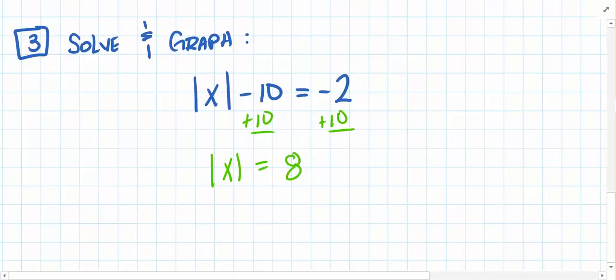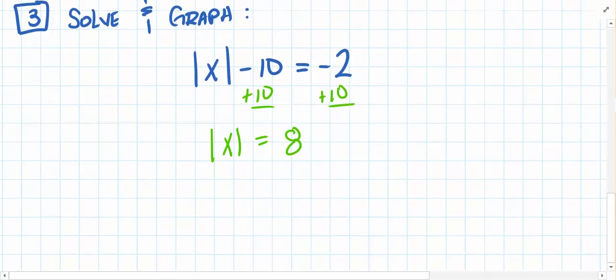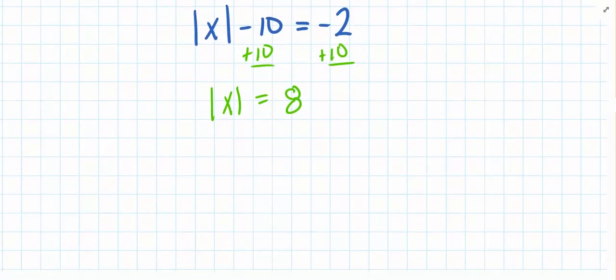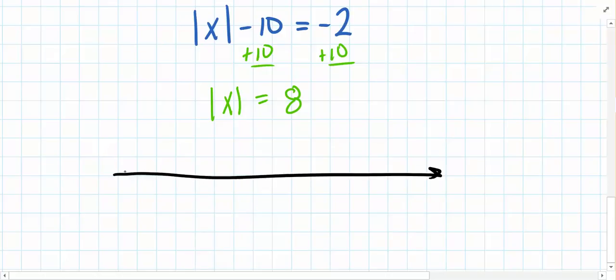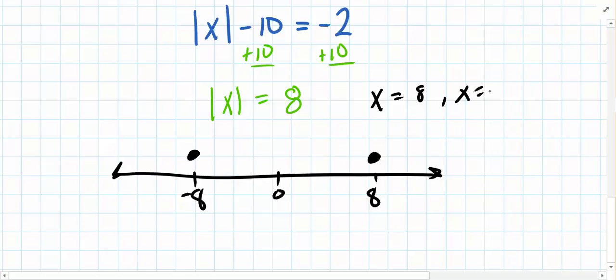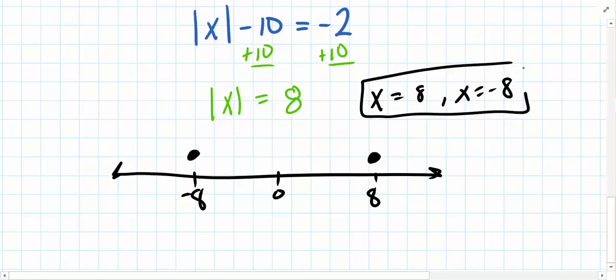What are my two possible locations if I was going to graph this? Here's 0. This would be -8, and this would be +8. So I could either be at 8 or I could be at -8. In this case, x could either be 8 or -8. These are my two solutions. On the graph, I would put just two little dots above 8 and above -8.